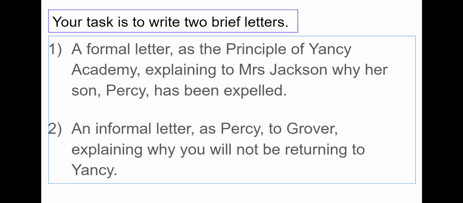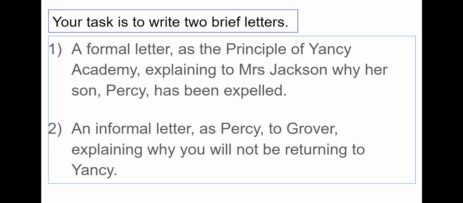So the first two slides that we looked at are really going to help you here. The one explaining why Percy was being expelled, and the other one from Percy's perspective, saying why he was acting the way he was acting. So you might want to revisit those slides when you come to those letters.